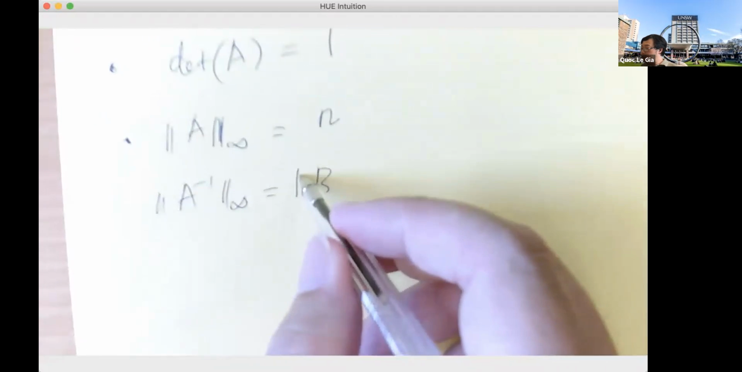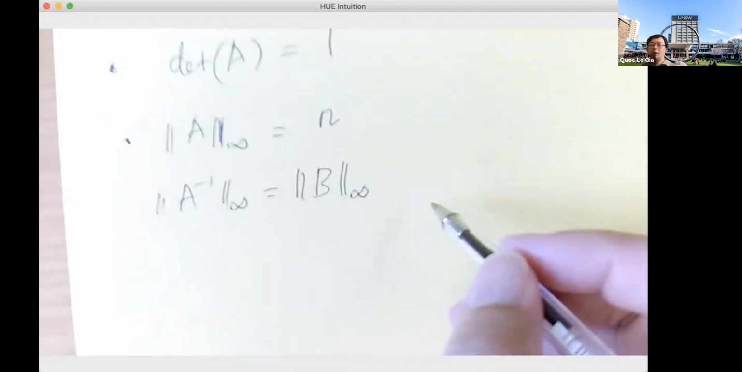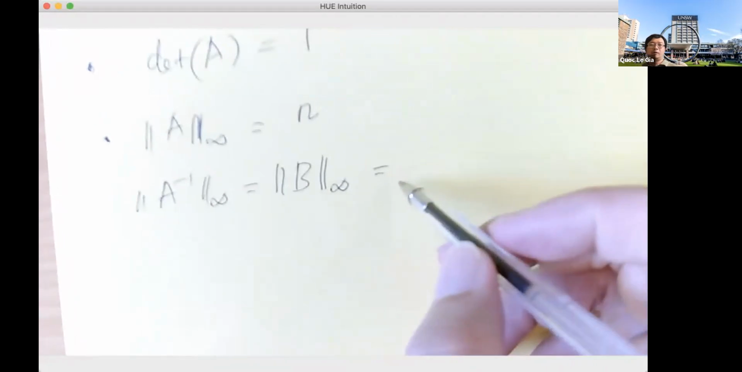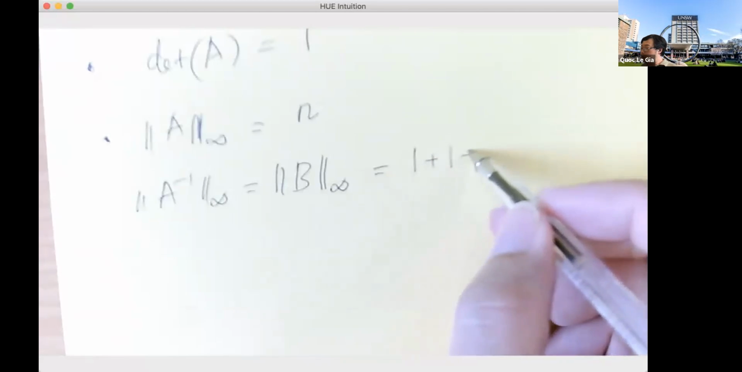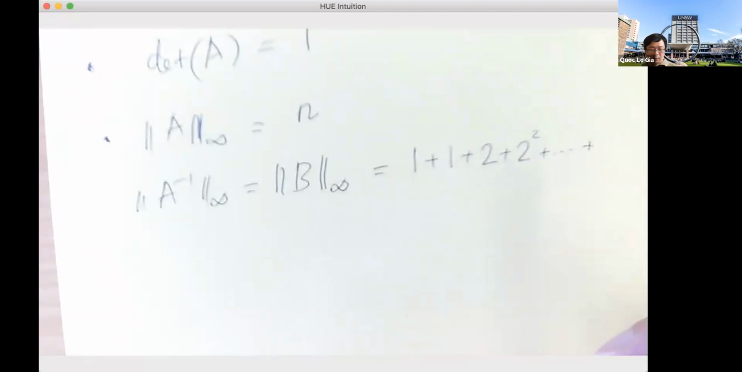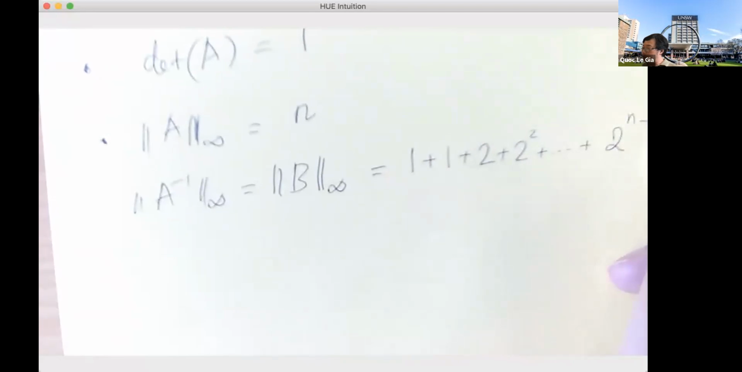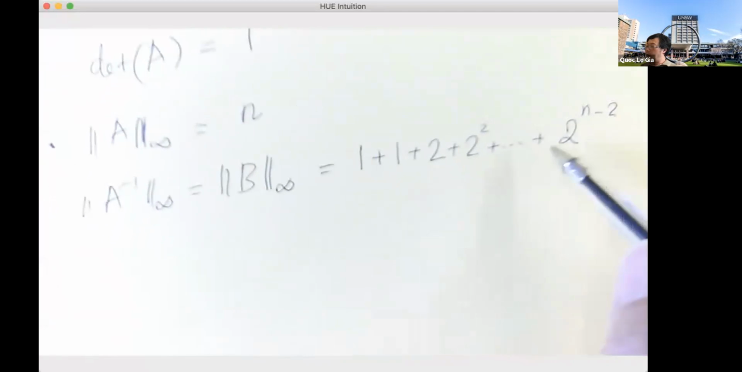Well, this one is the infinity norm of the matrix B. Okay, and if you remember the definition, the matrix B, the very first row will give you the largest row sum in absolute value. So 1 plus 1 plus 2 plus 2 squared plus up to 2 to the n minus 2, right? Yeah, because if you put in the definition, the last one will be n minus 2. Yeah.